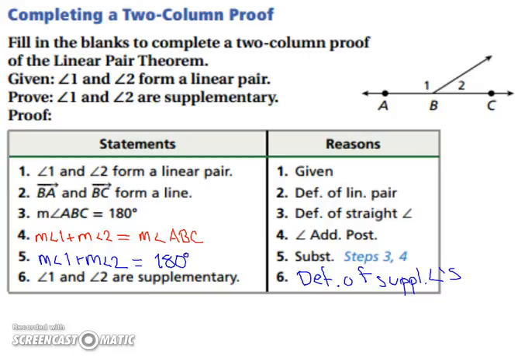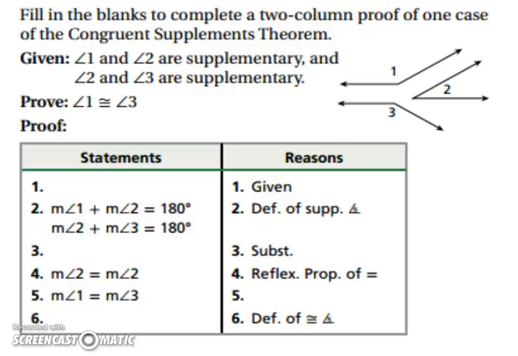Let's look at this next one. Fill in the blanks to complete the two-column proof. Alright, so we have angle 1 and angle 2 are supplementary, and angle 2 and angle 3 are supplementary. Prove that angle 1 and angle 3 are congruent. Alright, so we always start with our given information. So we've got angle 1 and angle 2 are supplementary.